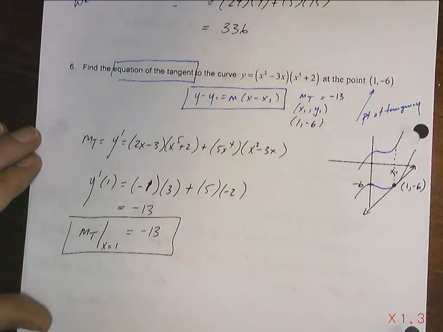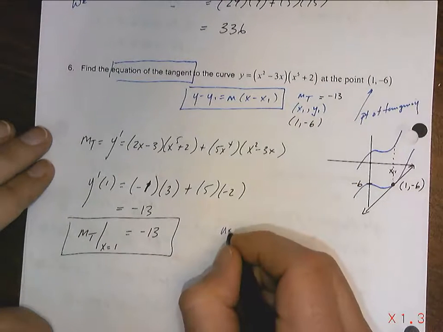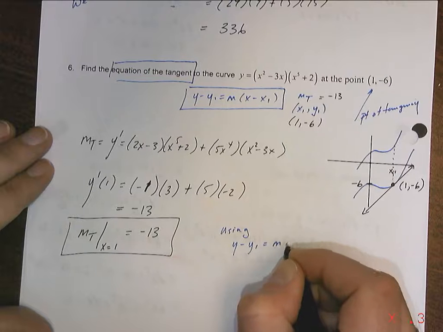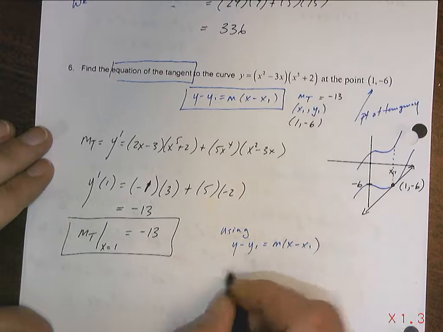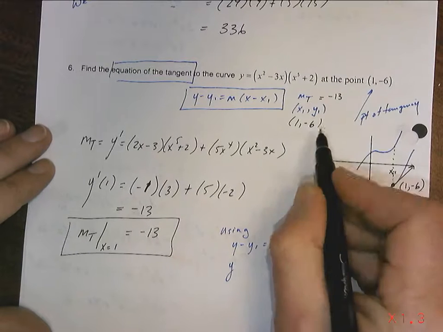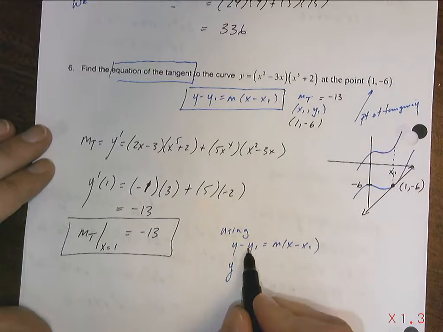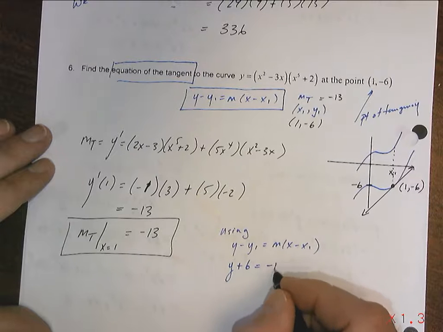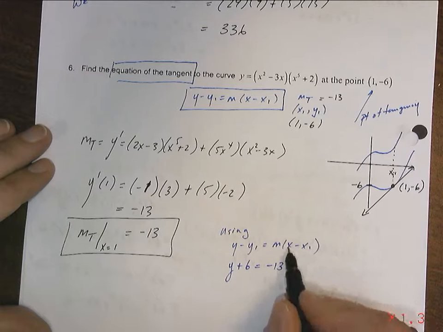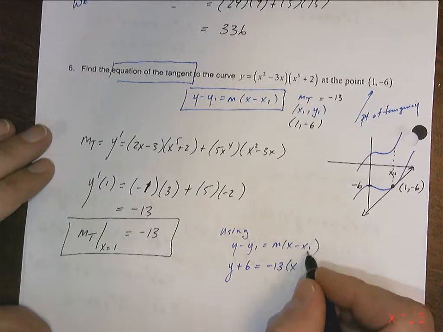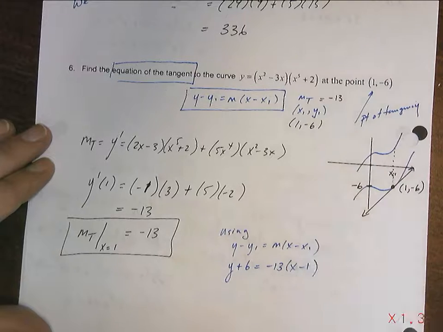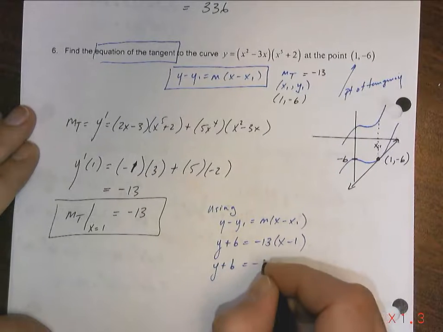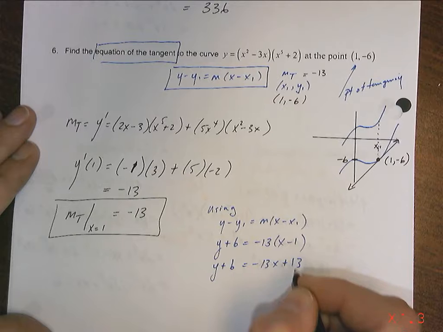We have everything we need for this equation. So using y minus y1 equals m x minus x1. Y is -6, so put the -6 in. The negative and negative become positive. The m is -13. The x minus x1, which is 1. So now we're going to expand. And you're going to put it in standard form.